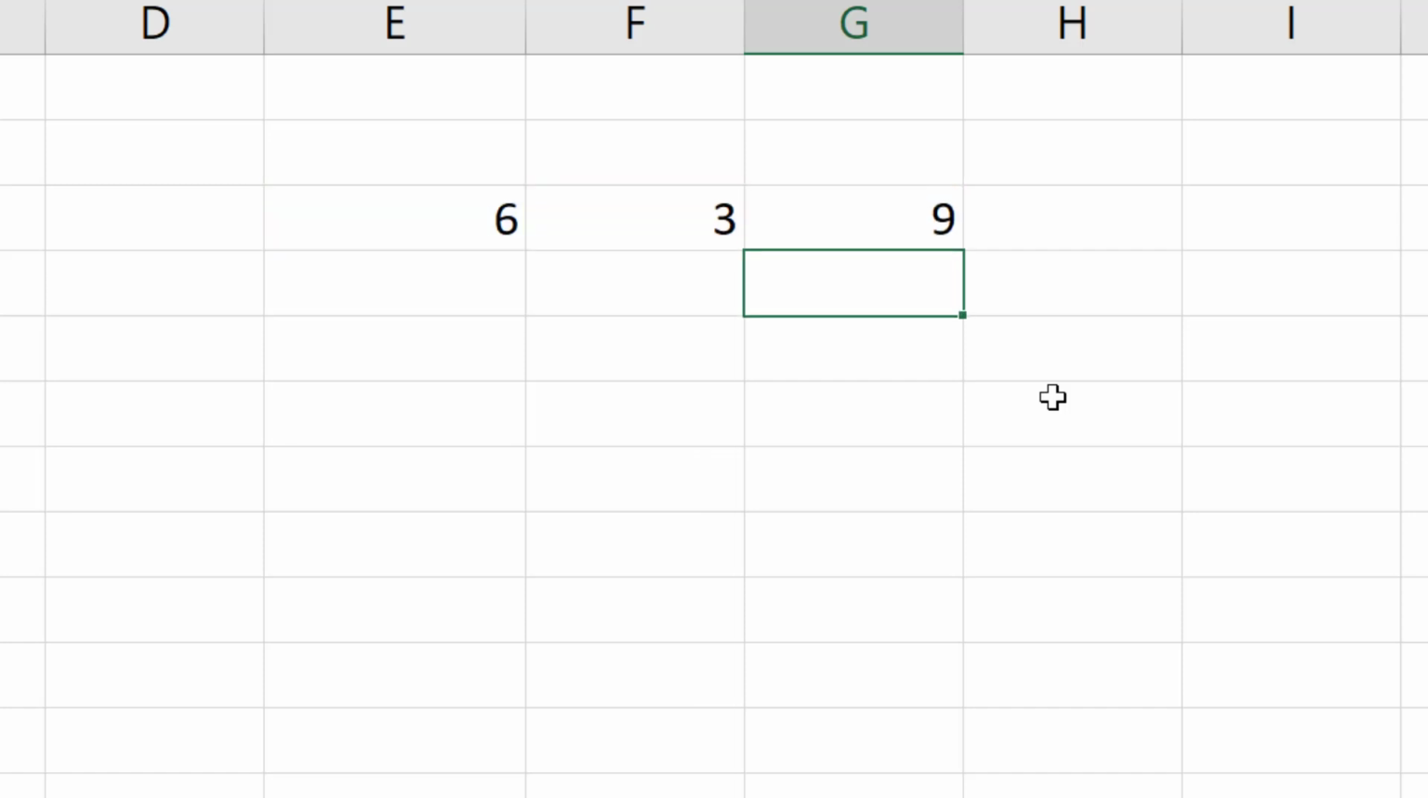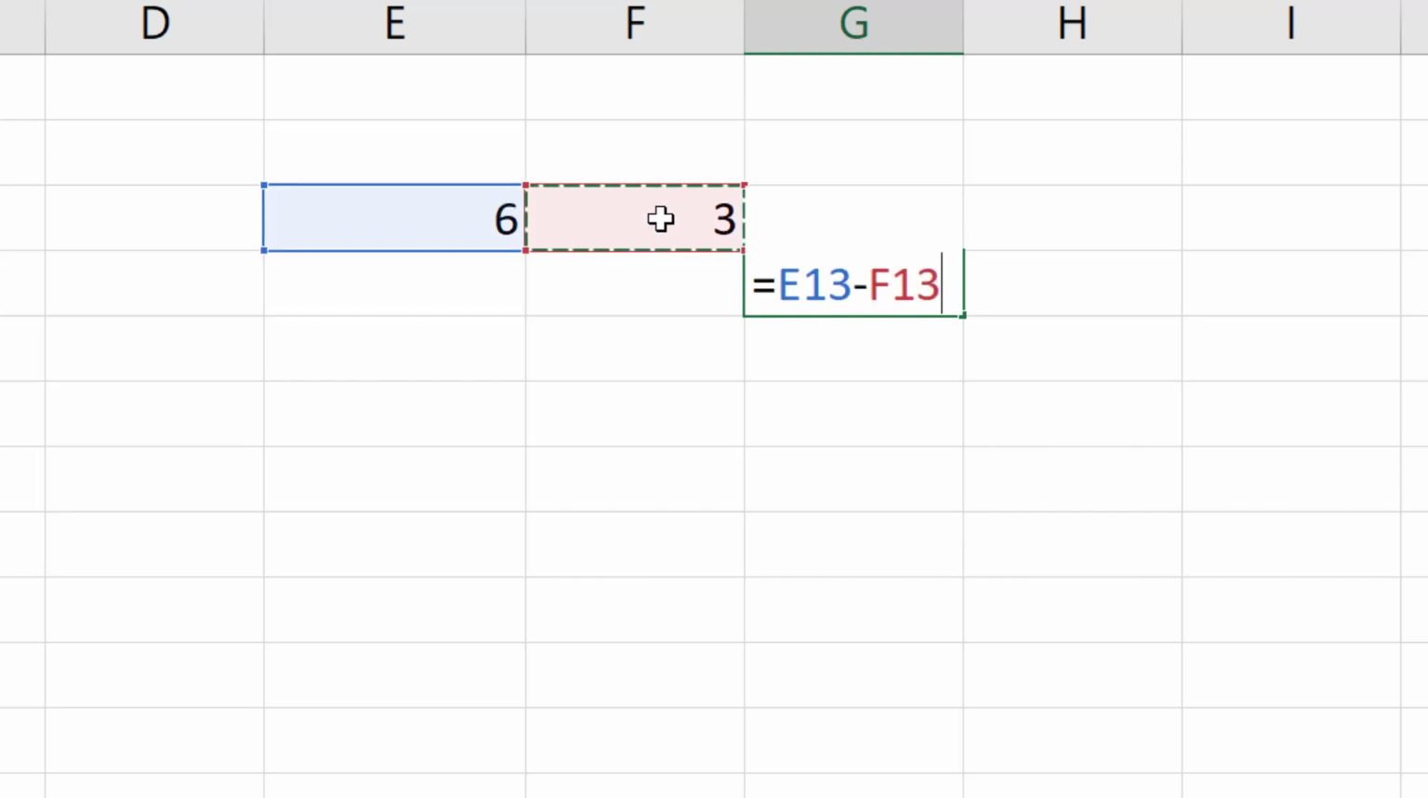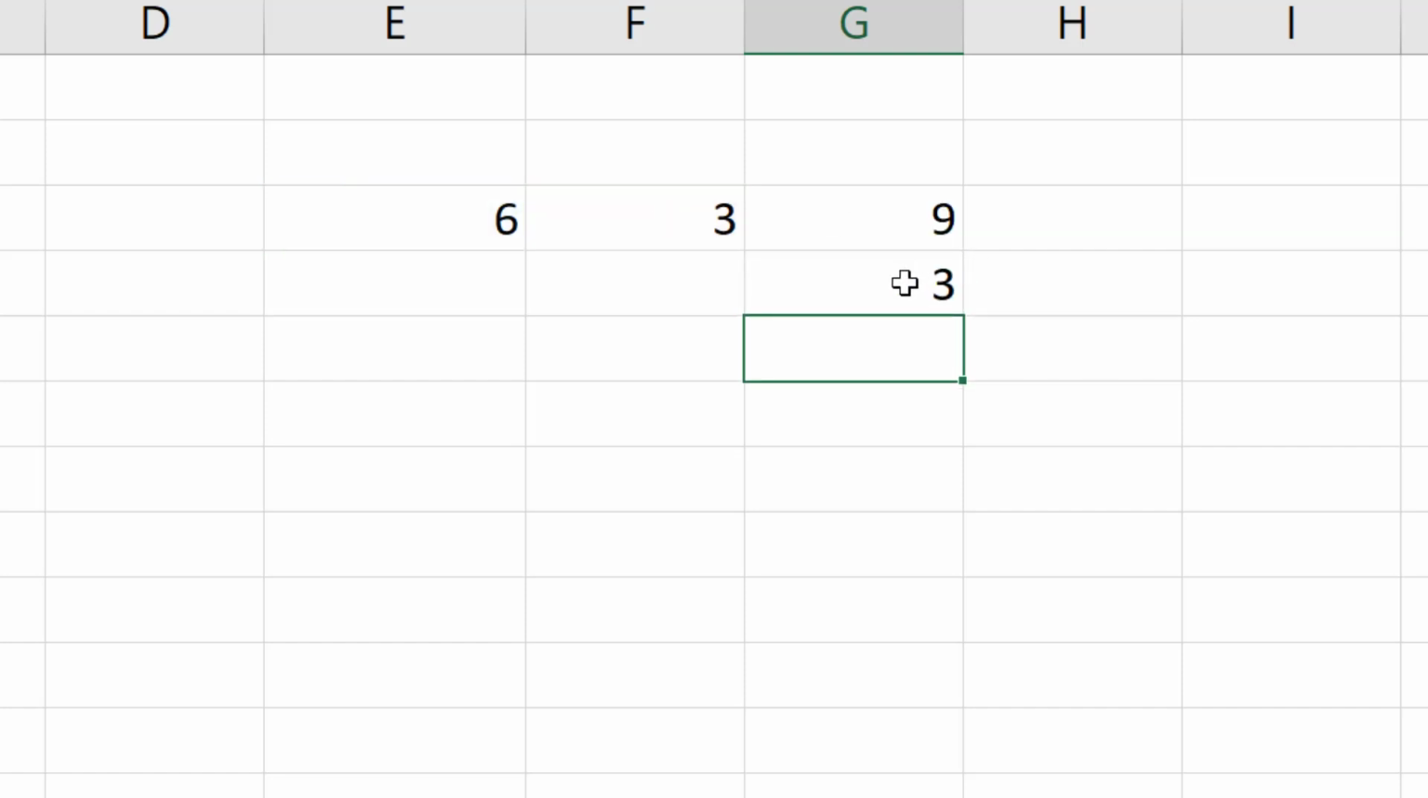If I hit enter, it will give me a total of 9. So that worked. Let's try subtraction. So equal to, and again I'm going to click E13, then I'm going to use the minus sign, and then click F13 and hit enter, and that will give me what I'm expecting, 3.